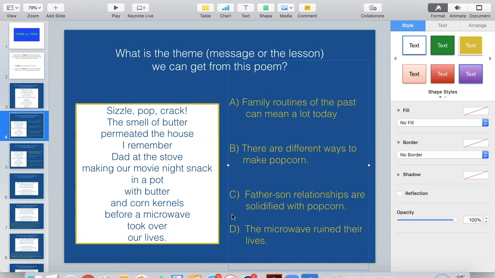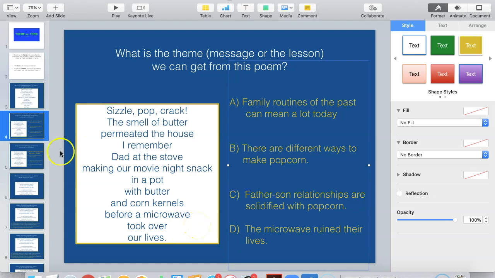C, father-son relationships are solidified with popcorn. So is this poem about a father and a son and how they make popcorn together? No, I don't think so. It's just a kid remembering Dad at the stove making popcorn. I don't really see anything here about their relationship. We don't know anything about their relationship, right? And then finally D, the microwave ruined their lives. Does he say the microwave ruined his life? Does he have anything like that in here? I mean, he says before a microwave took over our lives, but it doesn't sound like it ruined their lives.